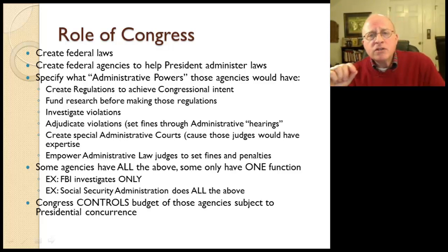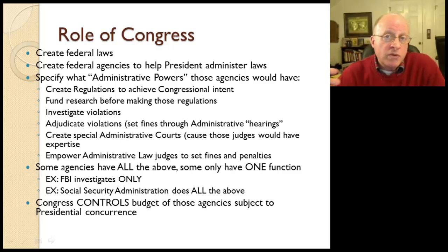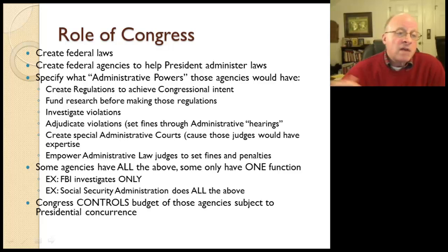For example, some agencies only have investigative authority. That's the FBI, for example. They can't make any laws. The Social Security Administration and the Environmental Protection Agency have powers to do all of these things, but the one thing under the Constitution is they have to have different personnel. You can't have one guy writing the regulations and then investigating and then serving as a prosecutor and then also serving as an administrative law judge. Those have all got to be separate people to have due process.